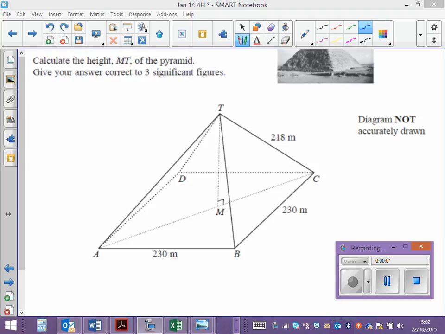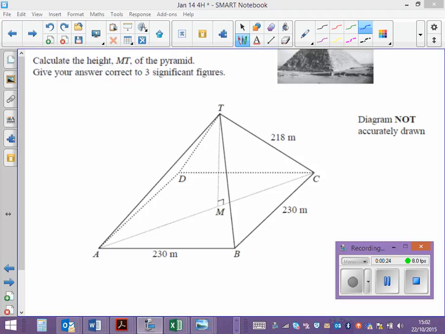We read the information carefully. We are told that M is the midpoint of AC, so this point here is halfway between A and C. The vertex, that's the top corner of the pyramid, is vertically above M, which means that this angle has to be a right angle. It also means that this point T is dead above the middle of the square.